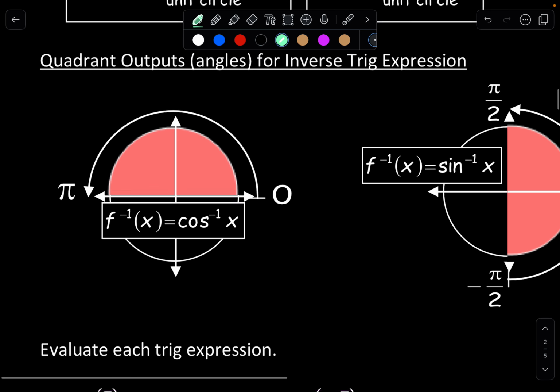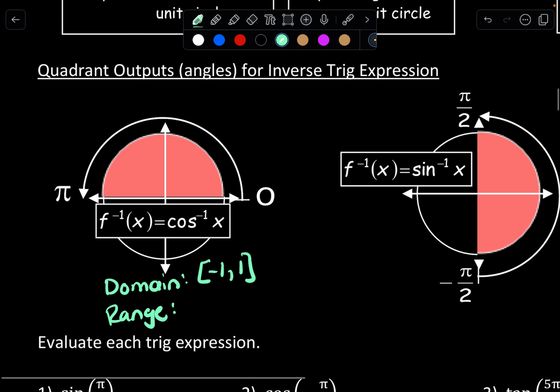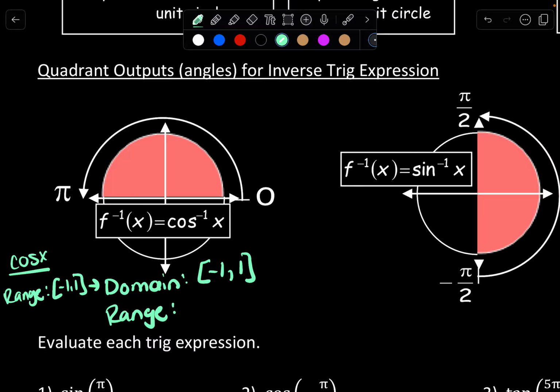So just a quick recap, thinking about arc cosine. We had a couple of changes to our domain and range. For arc cosine, the domain is going to be -1 to 1. And that's because for cosine, the range is from -1 to 1. So we use that in order to establish the domain for inverse cosine, or arc cosine. And then the range for arc cosine, we are restricted to quadrants 1 and 2. So that means the outputs, our angles, are going to be from 0 to pi.